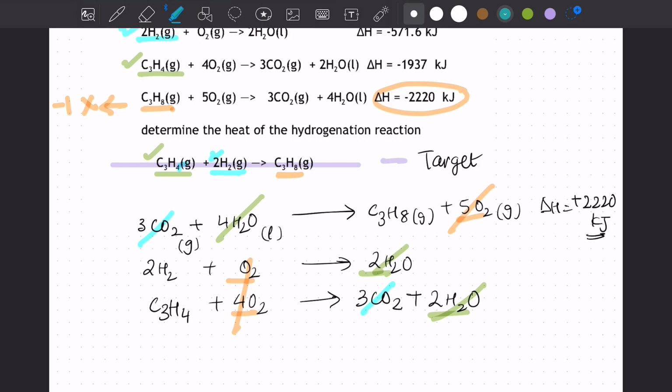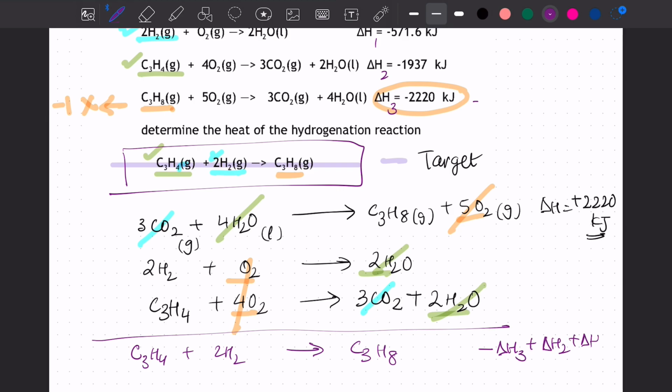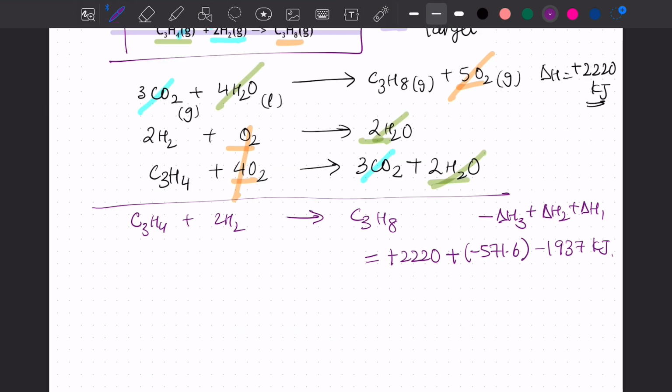And now when we add up these equations, what do we get? All that's left here is C3H4 plus 2H2 forming C3H8, which is exactly my target equation. So that's good, which means all I have to do to the delta H values is, if I call this delta H3, 2 and 1, then I have changed the sign of delta H3 and I'm adding delta H2 and delta H1. So this would eventually be minus becomes plus, there is a negative, and let me get a calculator for that. Getting minus 288.6 kilojoules. This negative tells me that heat is being released.